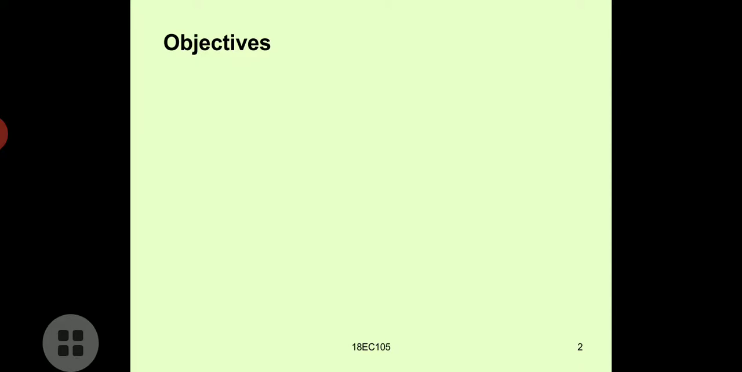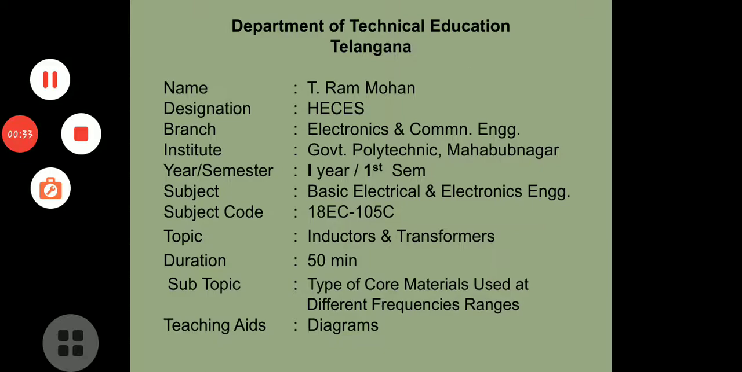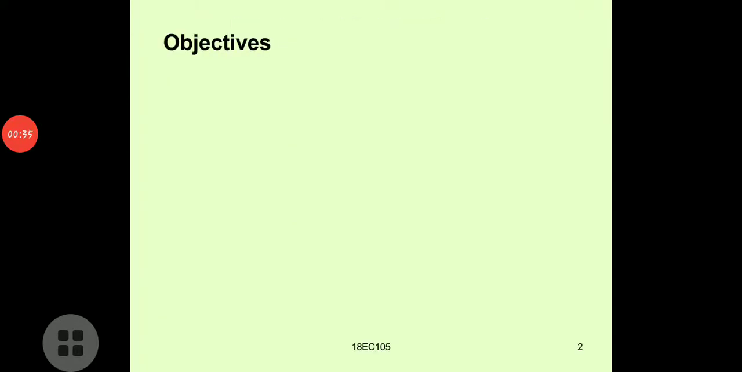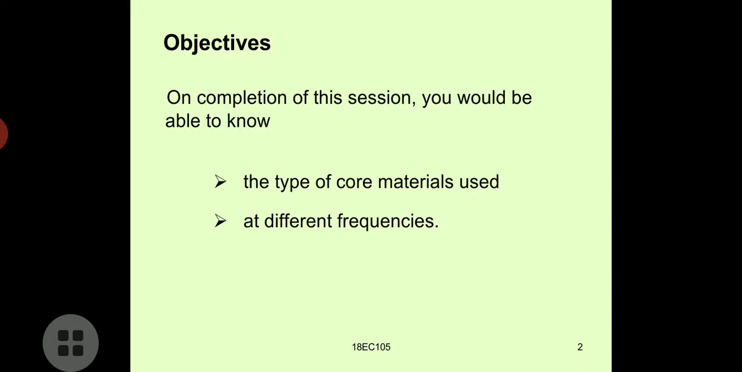The subtopic for this current session of discussion is the types of core materials used at the different frequencies and different ranges. The objectives of this topic are, on the completion of this session, you will be able to know the types of different core materials that are used and the differences between them at different frequencies. So, the types of core materials used at different frequencies.